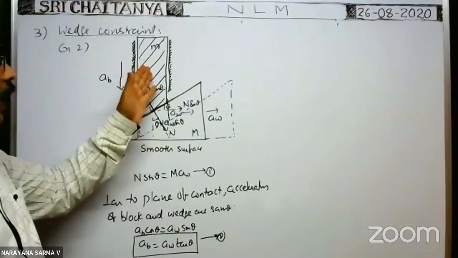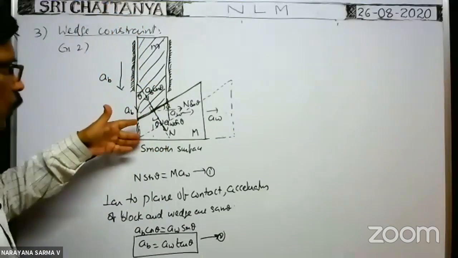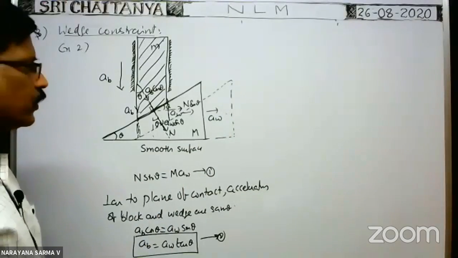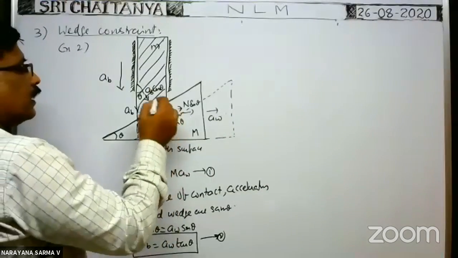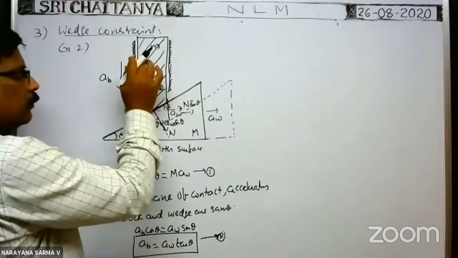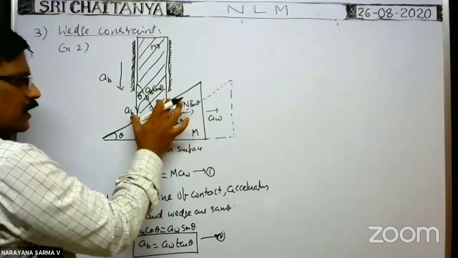So this block is having acceleration vertically downwards and it is having acceleration along the horizontal direction. Okay, now here the condition is perpendicular to the plane of contact. This is the plane of contact of the block and wedge, or the inclined surface.